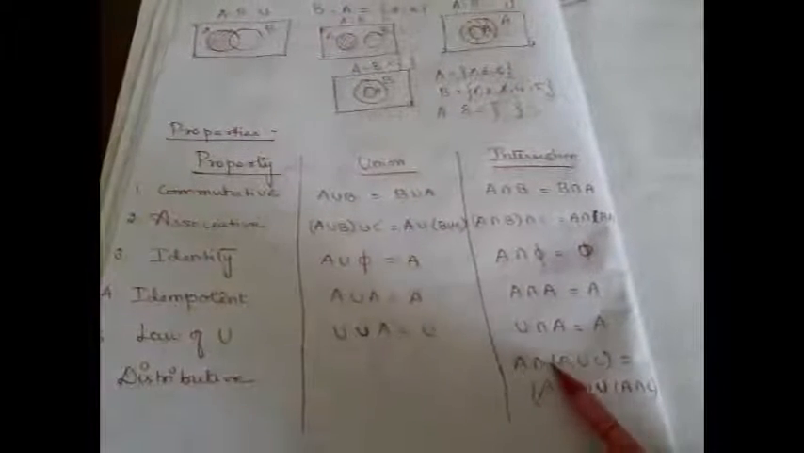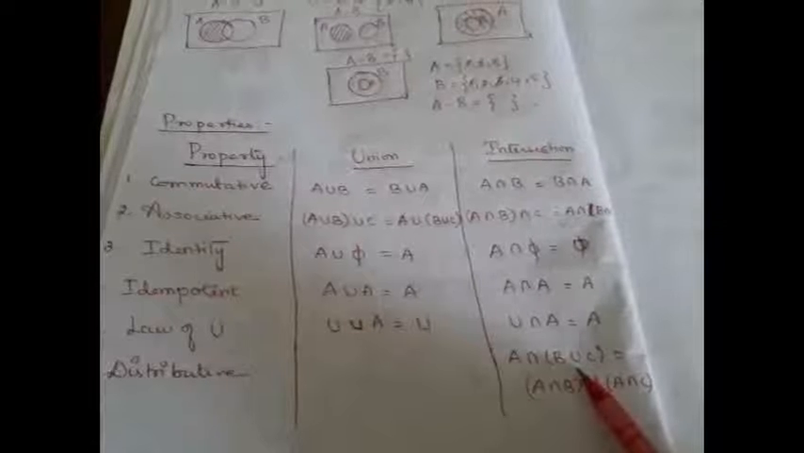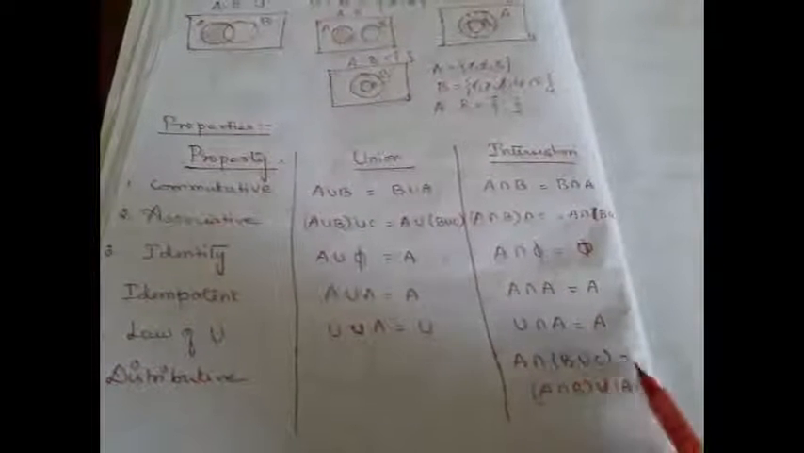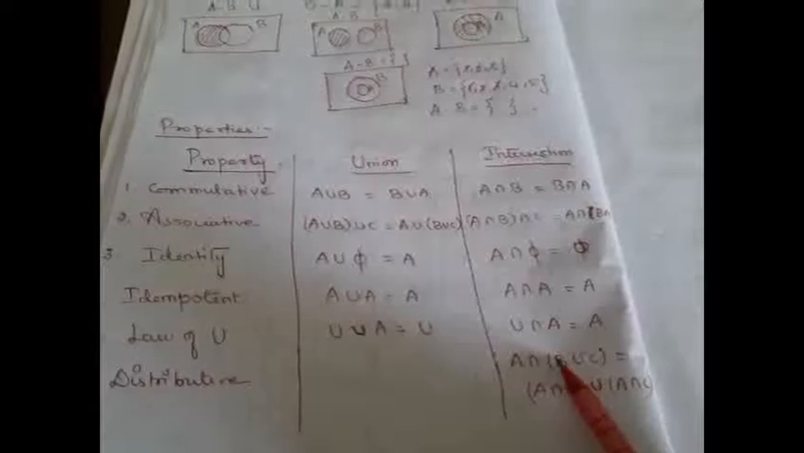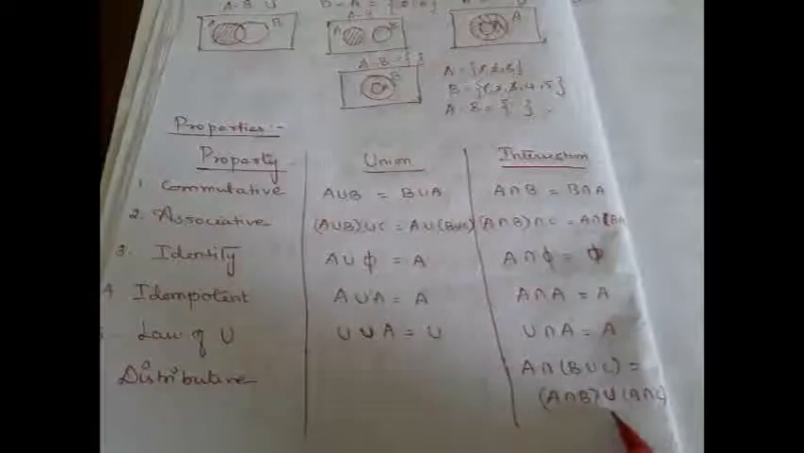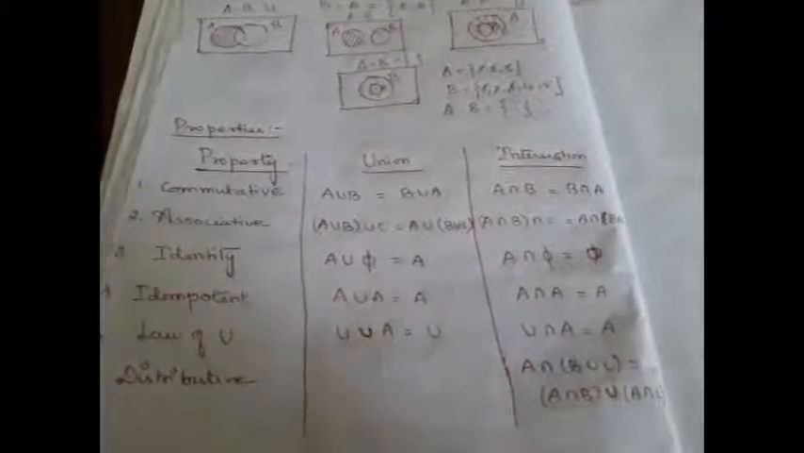Then the last property which we learnt is distributive. Distributive of intersection over union. For distributive property, we need two operations, right? So the same way here, intersection and union. A intersection (B union C) is nothing but (A intersection B) union (A intersection C). Now we are going to prove this distributive law through Venn diagram. Let us see how we can prove this.